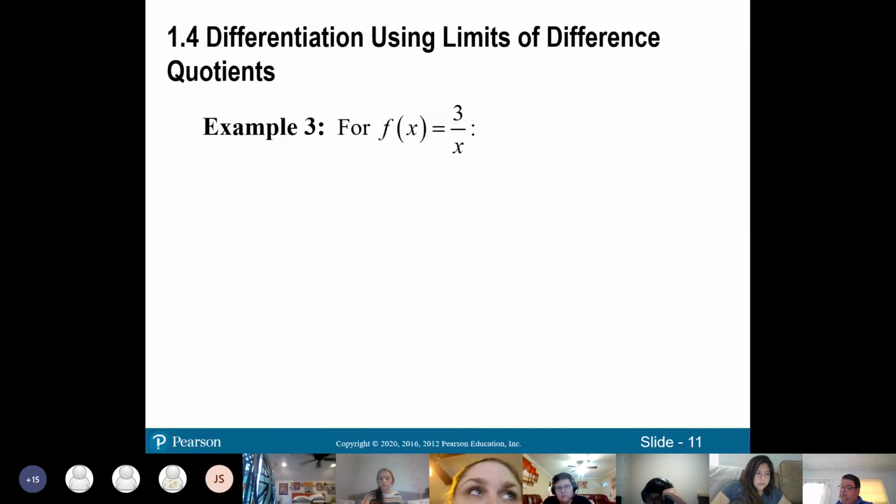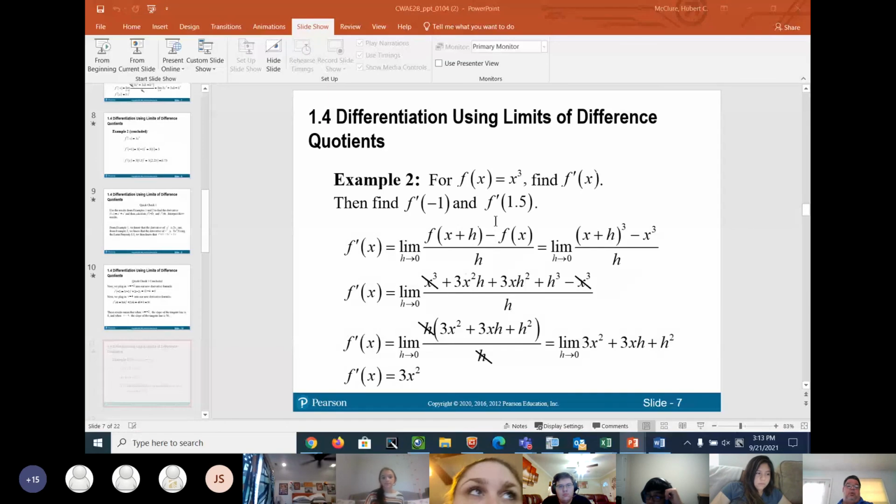Minus, well, that's supposed to be black. Minus 3 over x. I can't see your screen. Oh, I'm sorry, I suck. There we go.